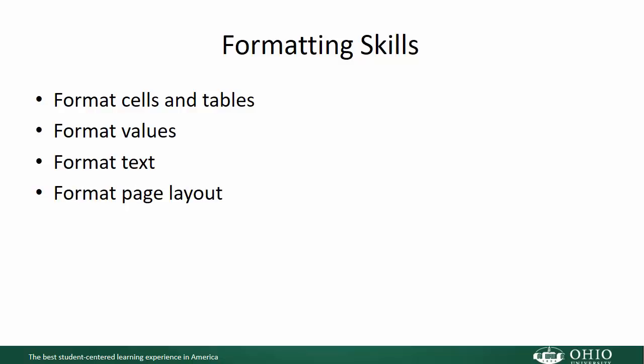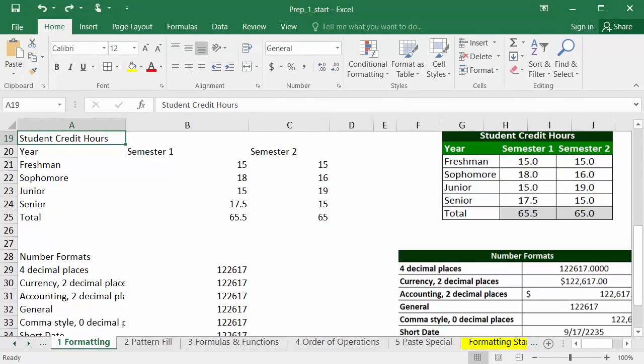If it's not already open, go ahead and open the Formatting tab of your Prep 1 start file. As you can see here, you have two tables, well, what will be tables, on the left, and two example tables on the right. The goal is to make the tables on the left look as close as possible to the tables on the right.